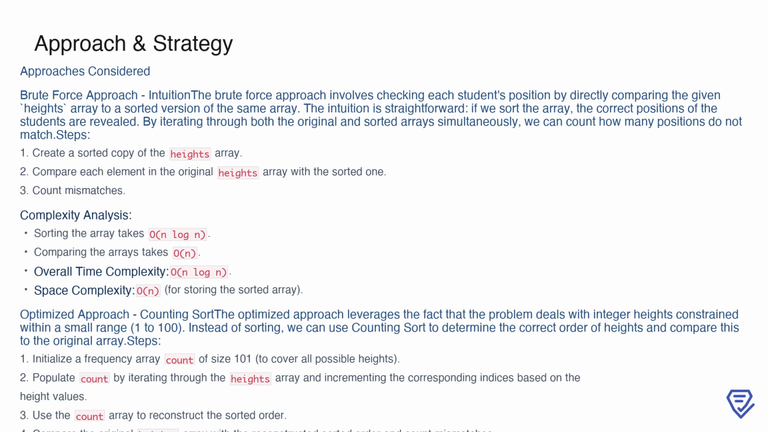To solve the height checker problem, we first considered the brute force approach. The intuition here lies in directly comparing the given heights array with a sorted version of itself. By sorting the array, we reveal the correct order of students by height, and mismatches can be identified by comparing the original array to this sorted version. This process involves creating a sorted copy of the heights array, iterating through both arrays simultaneously, and counting the positions where the two arrays differ.